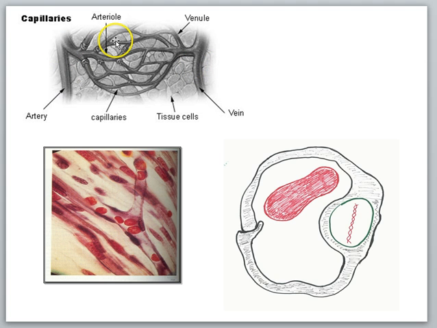So arteries branch into tiny blood vessels so small that, as you see in this picture here, sometimes capillaries are so small that red blood cells can only travel single file through capillaries.